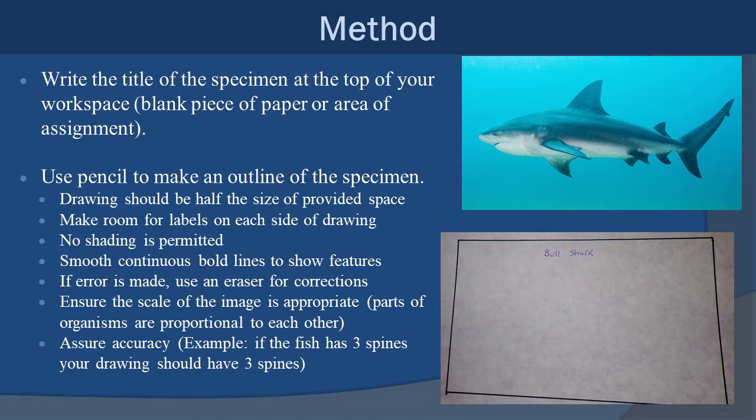Now, ensure the scale of the image is appropriate. So, for example, the parts of the organism should be proportional to each other. For example, I shouldn't draw this bull shark and have the dorsal fin the size of half the animal. It's only a smaller portion of the animal. Another example is accuracy. For example, if a fish has 3 spines, you should draw 3 spines. In this case, the shark has 2 dorsal fins. I should draw 2 dorsal fins. Those are things you need to pay attention to.